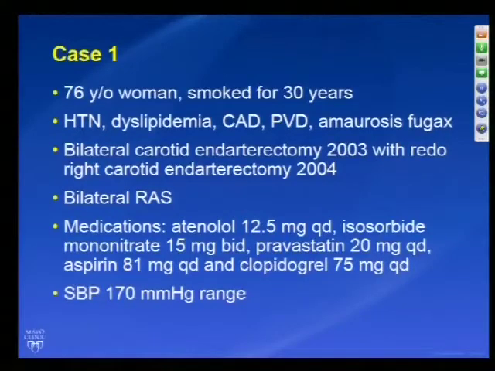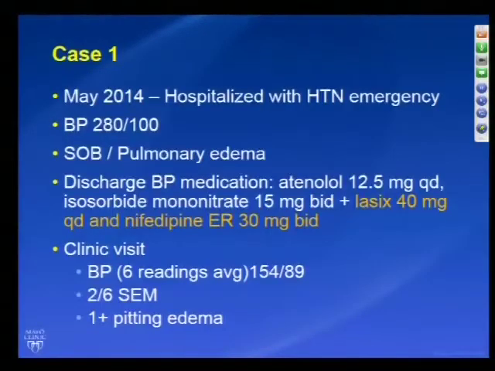Her blood pressure has been difficult to control. Her systolic has been in the 170 millimeter of mercury range. So in May of last year, she was hospitalized with hypertensive emergency with a blood pressure of 280 over 100 recorded, and she presented with shortness of breath and evidence of pulmonary edema as well. She was treated with drips initially to control her blood pressure, and once she was stabilized, in addition to the blood pressure treatment that she was on, I added Lasix to her regimen, as well as a calcium channel blocker. She came for a clinic follow-up visit a week or two later, and her blood pressure average was 154 over 89. She had a systolic ejection murmur on the exam and some mild pitting edema.